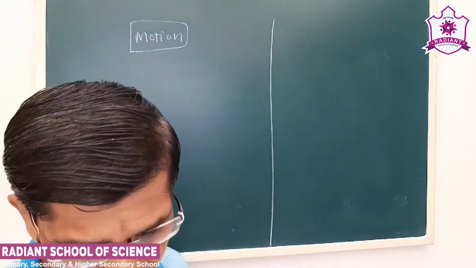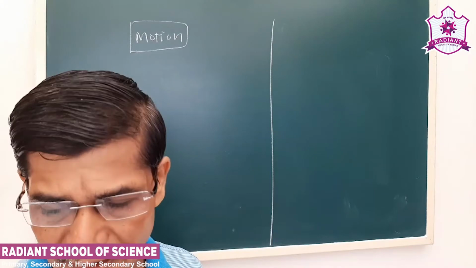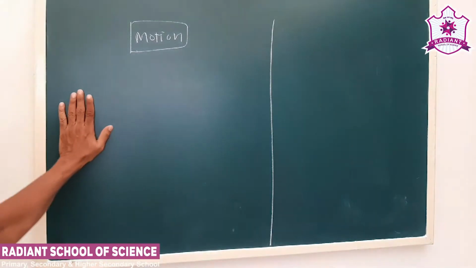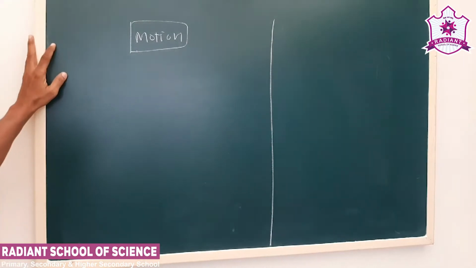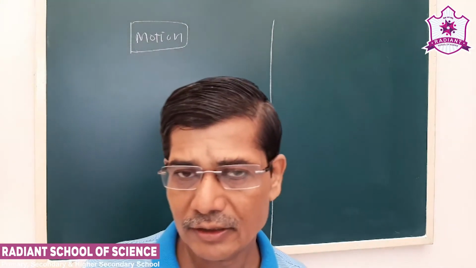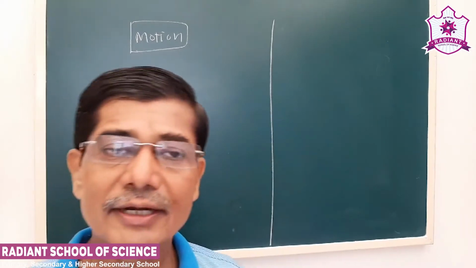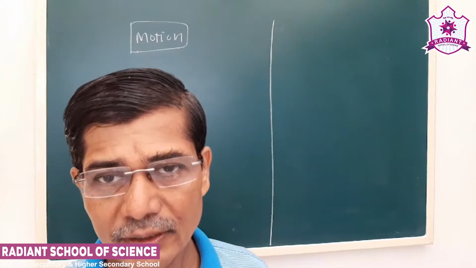Now today, in a concluding lecture for this lesson, motion, I would like to revise all the formulas and discuss the main points which we studied. We start with the basic thing. What is motion? Whenever an object changes its position with reference to some point, or let us say origin, with respect to time, it is said to be in motion.